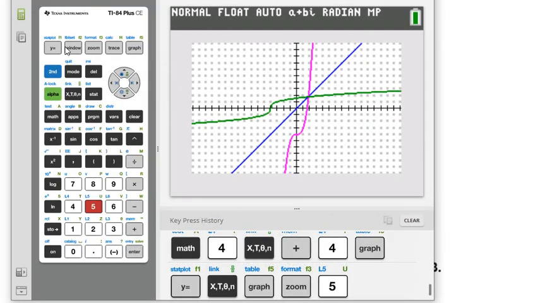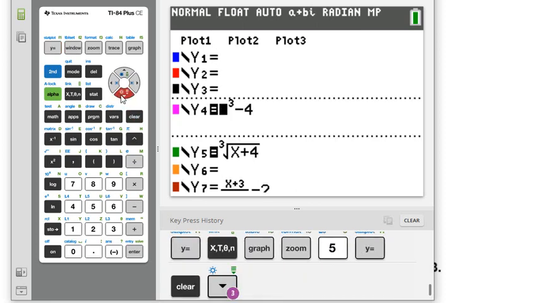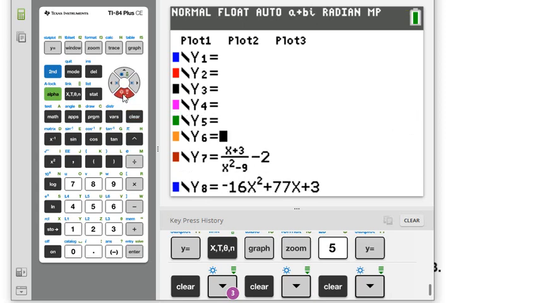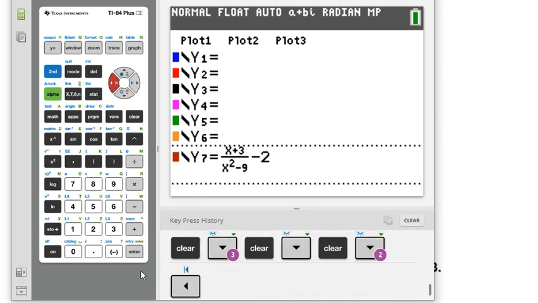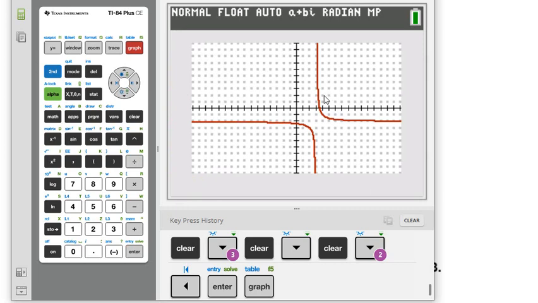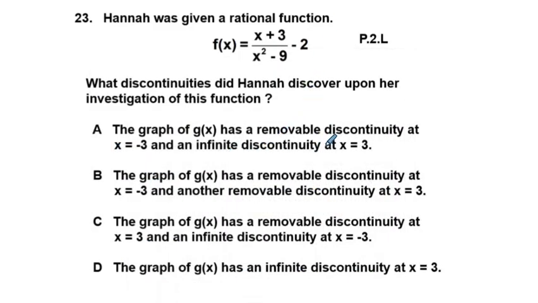Go to the calculator. I'm going to go ahead and get rid of all these here. Okay, so we come down here to Hannah's situation, and we enter that. This is what we see. And so we see we'd have an infinite discontinuity at x equals 3. That's a removable discontinuity. Infinite discontinuity at x equals negative 3.